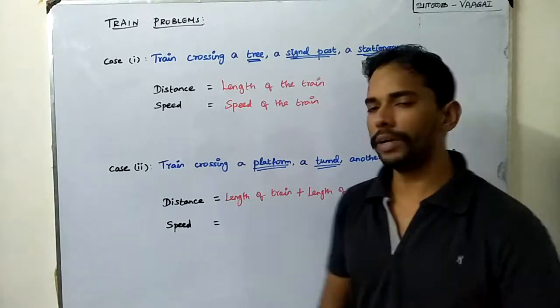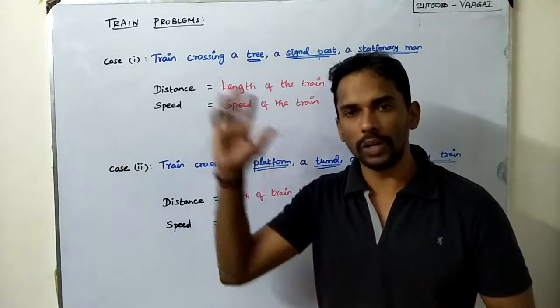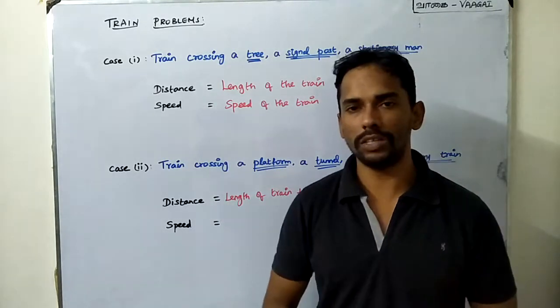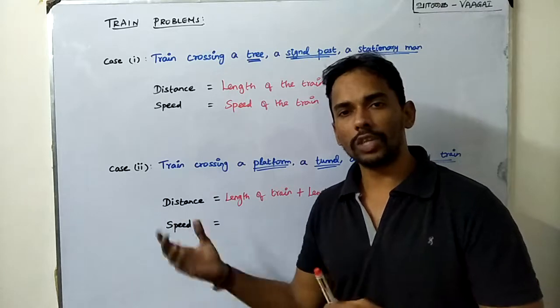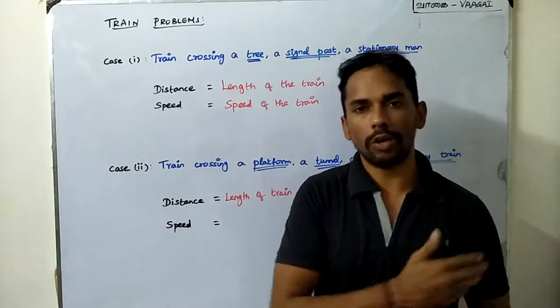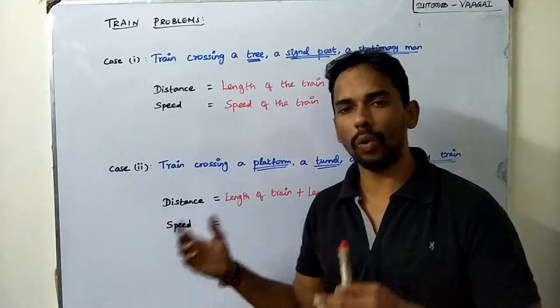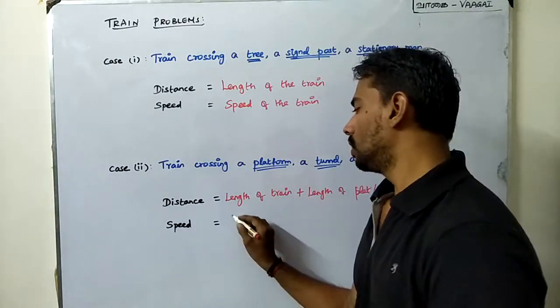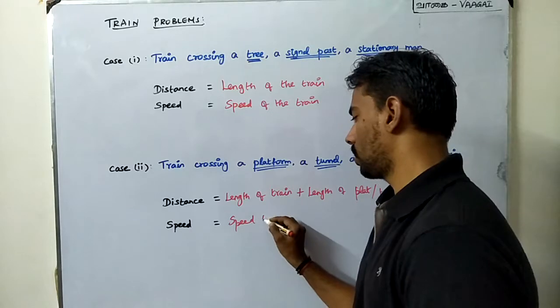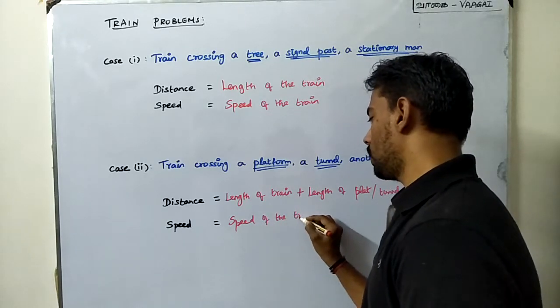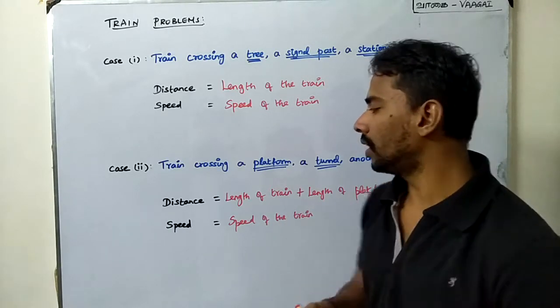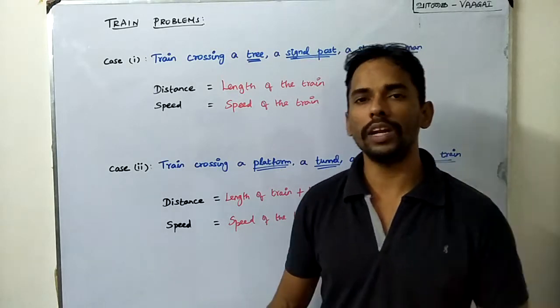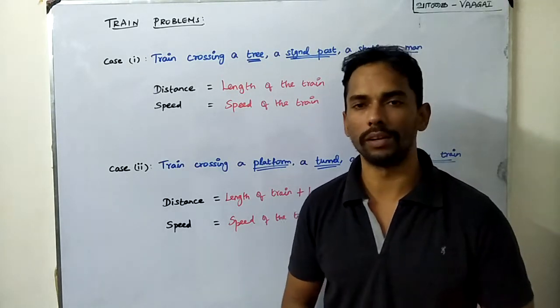And now coming to the speed, it is similar to the first case, because here also the train is going to cross some stationary object only. The only moving object is the train. So again the speed is equal to the speed of the train only. So in case 2, this is how we take the distance and speed. Once again, it will help us find the time taken.